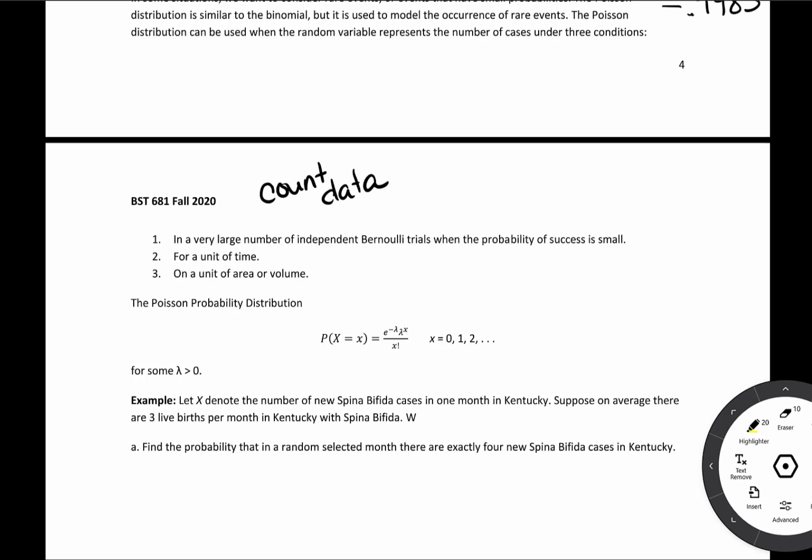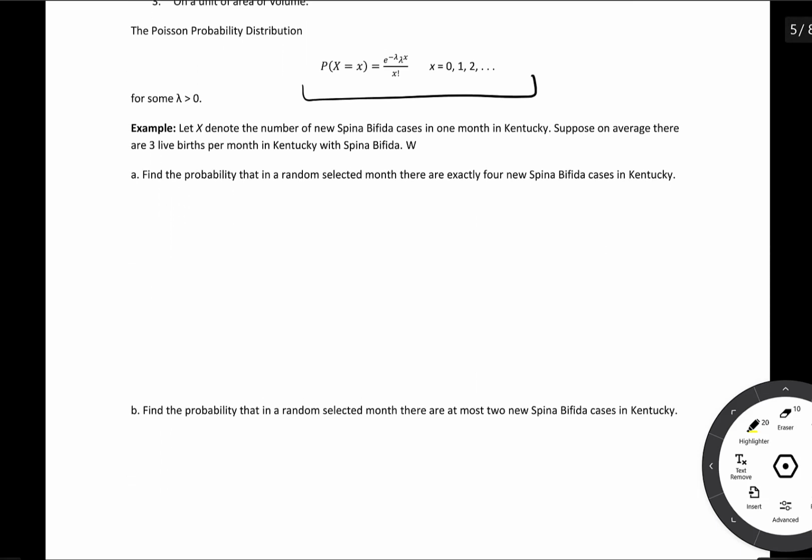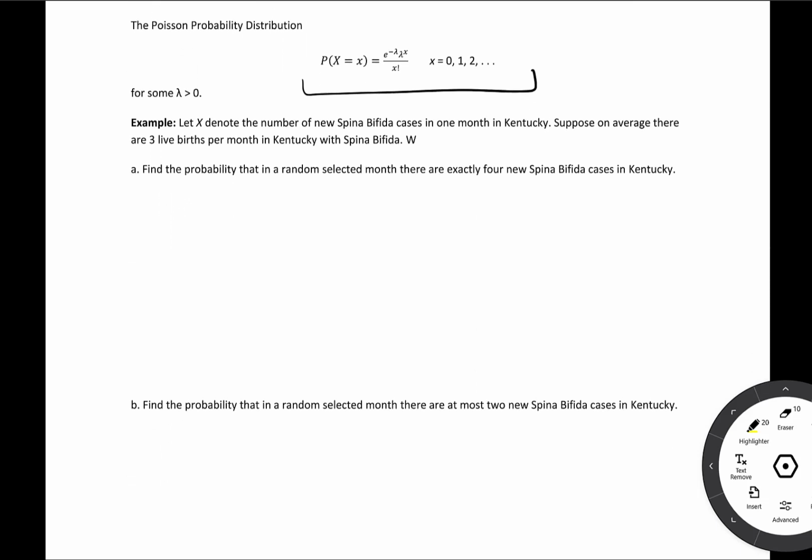Similar to the binomial up above, here is the formula. And so let's just apply this formula and see what we can find. So we're going to let x denote the number of new spina bifida cases in 1 month in Kentucky. Suppose on average there are 3 live births per month with spina bifida. And we want to find the probability that in a randomly selected month there are exactly 4 new spina bifida cases in Kentucky. So in other words, we want to find the probability that x is equal to 4.